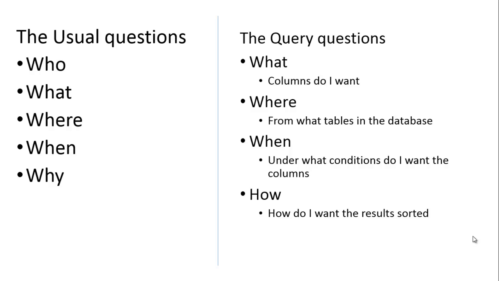Where? From what tables in the database do I want to draw these columns? I might want the name column from the people table. So I would say, what column? The name column. Where? From the people table.